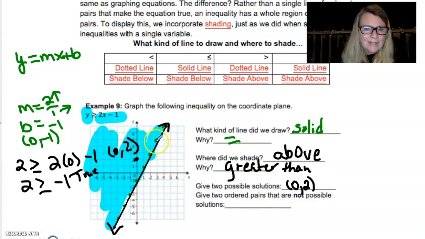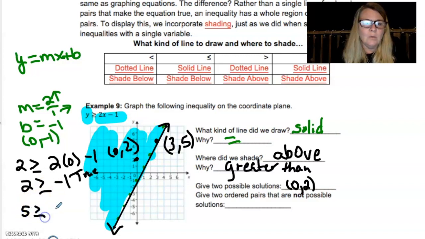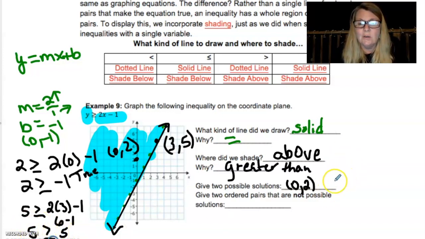Okay, let me show you anything on the line itself. Let's pick a point that's on the line itself. This one right here. I know I'm kind of off right there, but that was the point. That's the point 3, 5. It is on the line, so the 2 sides should be exactly equal. So we have 5 is greater than or equal to 2 times 3 minus 1. So this is 6 minus 1, which is 5. And 5 is equal to 5. So that is part of the solution. That is true. So we have the solution 3, 5.